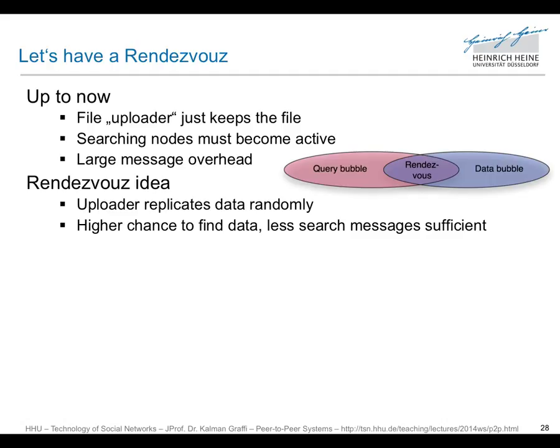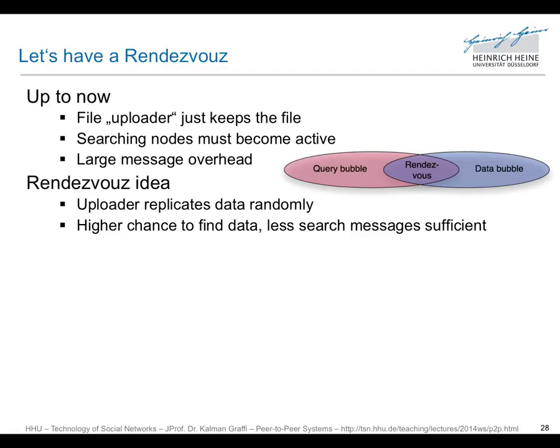And also, if you make a query, you send out your query in this limited environment. It's called a query bubble. And if the query bubble meets a data bubble, so there are some nodes which receive both announcement and query messages, then they will respond that we have the file and it can be downloaded by us. So this is the idea. The uploader replicates the announcement about the data randomly, and that increases the chance that it can be found.